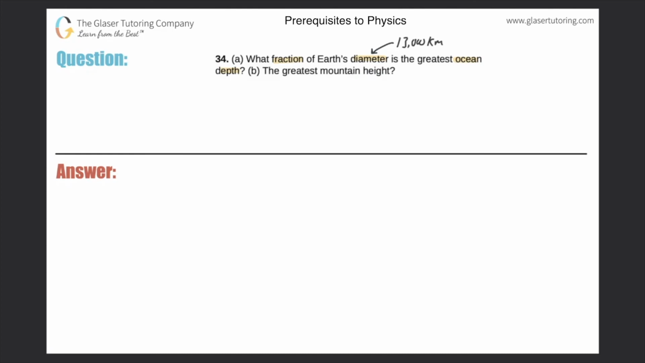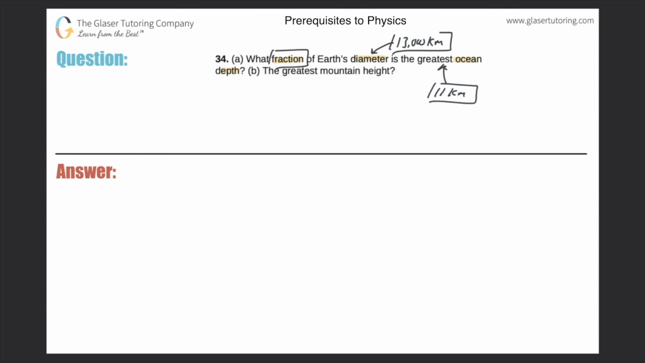Also, we need to know the greatest depth of one of our oceans, and that works out to be approximately 11 kilometers. Okay, so now armed with these two pieces of information, we can calculate the fraction.